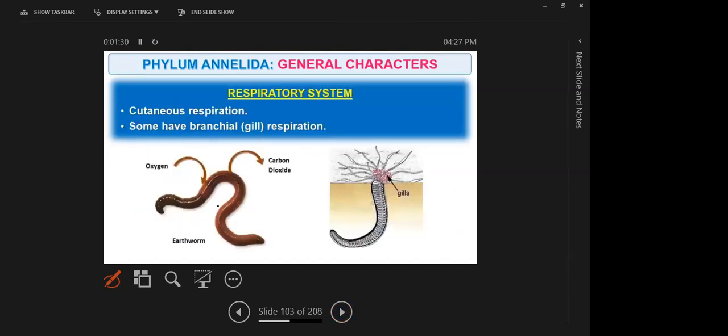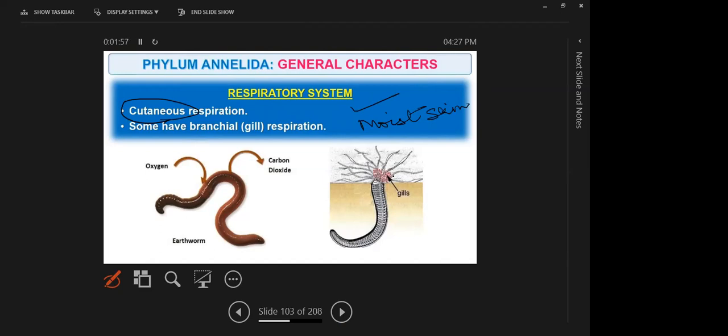So now you can see here, oxygen and carbon dioxide. What is the respiratory structure in earthworm? Earthworm has cutaneous respiration. What is cutaneous respiration? Through moist skin. Earthworm skin is always moist, so it cannot live in dry conditions. See here, this is how it happens.